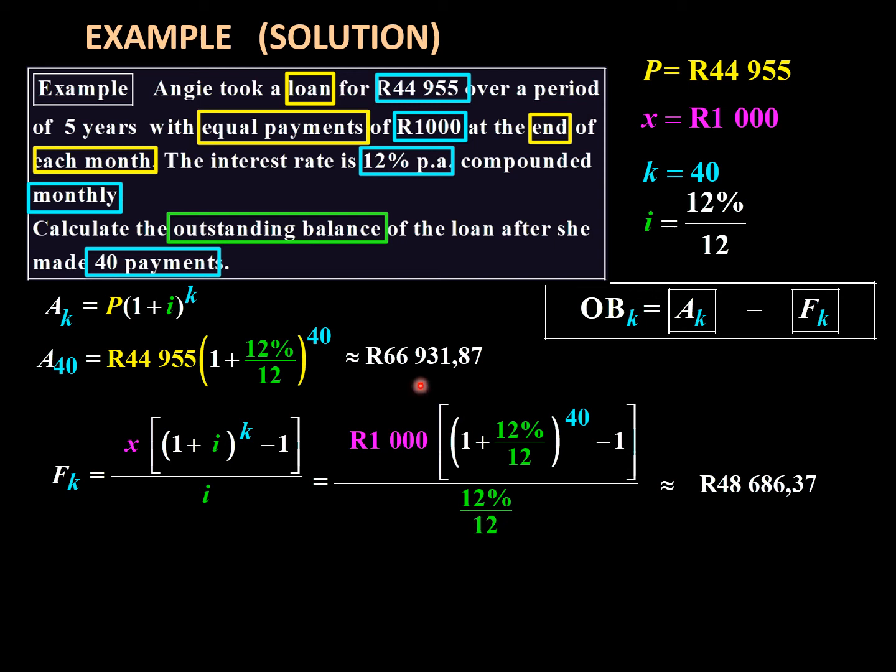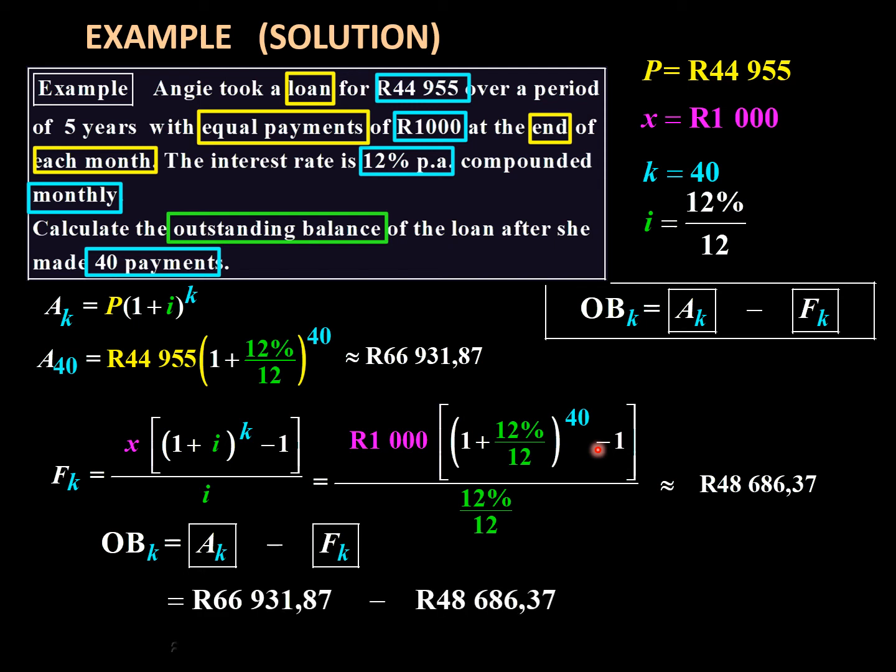Now the balance would be the difference. Notice that this should always be more than that. So the difference between those two amounts is my outstanding balance. The outstanding balance here comes out to 18,245 rand and 50 cents. So you're best to do it separately. There is another way to do it, but I prefer this, as it clearly illustrates the concept of the outstanding balance.